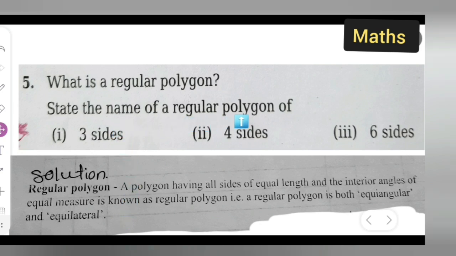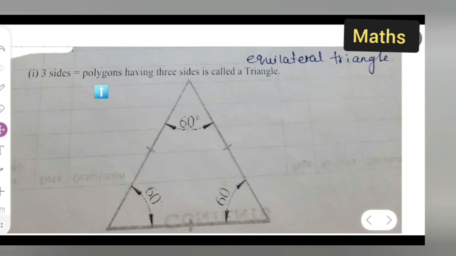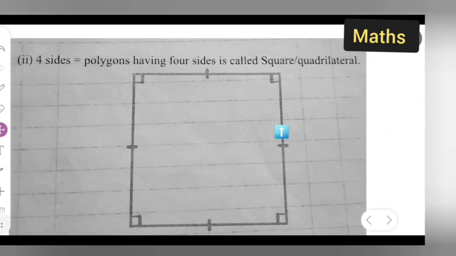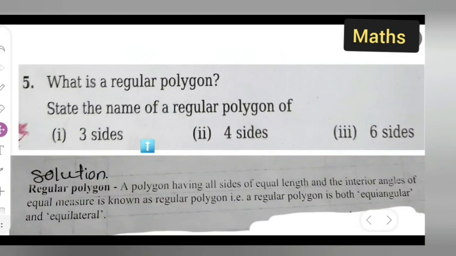Now state the name of a regular polygon of 3 sides. For a 3-sided figure, what do we say? A polygon having 3 sides is called a triangle, but you are going to say it is an equilateral triangle. So for an equilateral triangle, all the angles are equal as well as the sides are equal. We are done with the 3-sided figure.